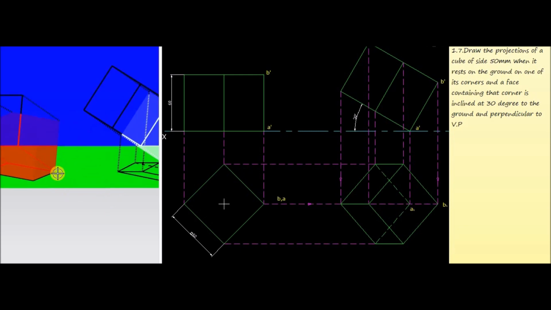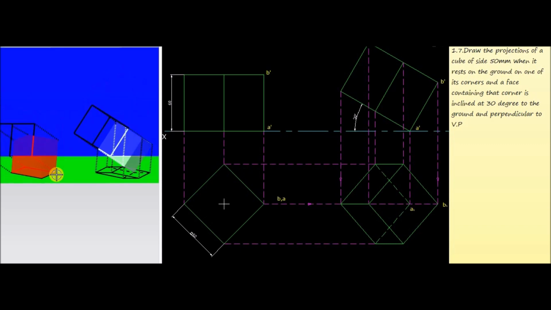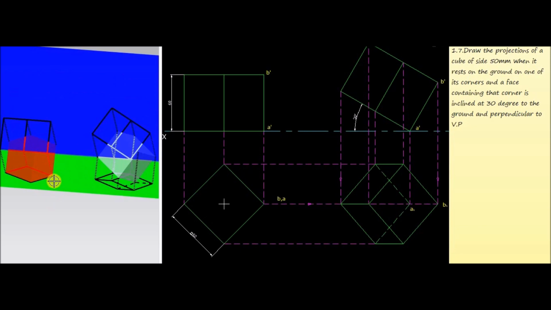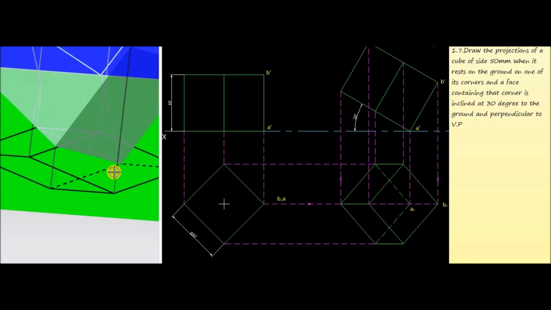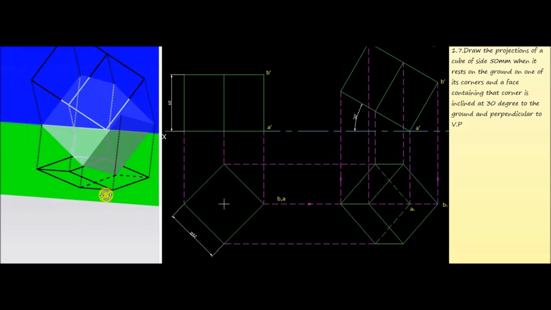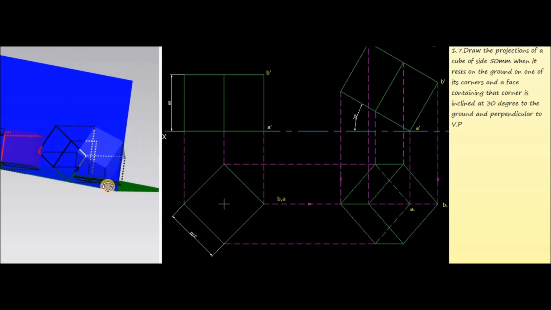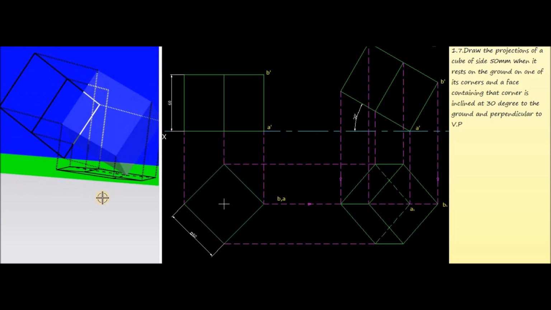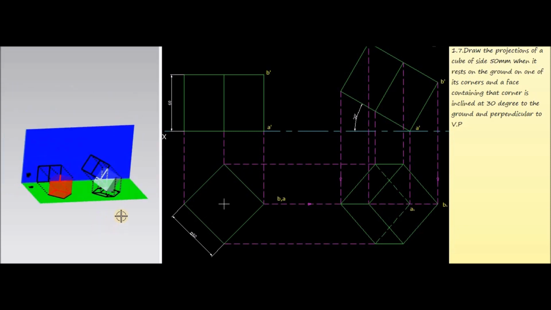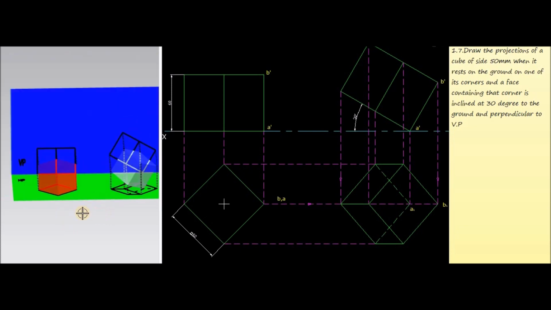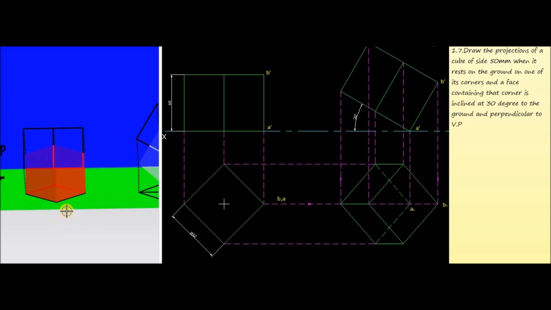Here this one represents the point A, the bottom corner. Now we are going to tilt the cube with respect to the bottom corner A. So now this is the condition at the bottom corner, and the face containing that corner makes an angle of 30 degrees to the ground or horizontal plane, and at the same time is perpendicular to VP. Now to get the front view, you have to observe the cube from the front side.